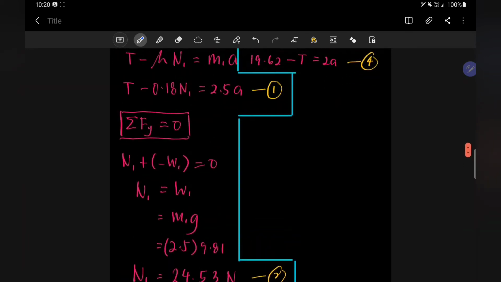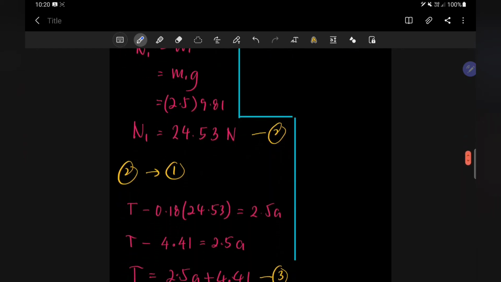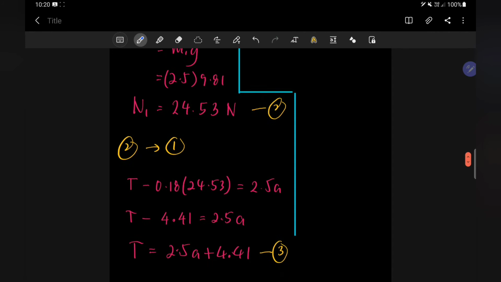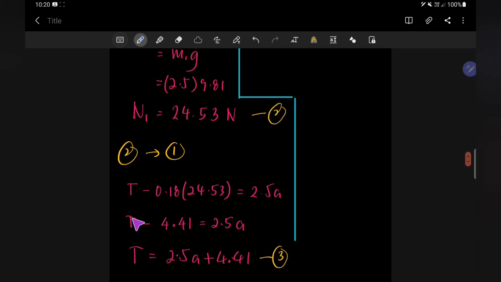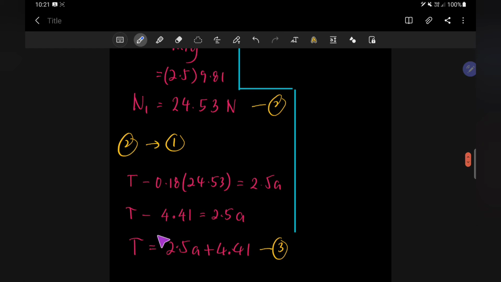Before that, by getting equation 1 and equation 2, this is N1. N1 can be substituted into the first equation, isn't it? Because by getting N1, we just substitute it. So sub 2 into 1, so that you will get the third equation. T minus 0.18 times N1, calculated before, substituted into this equation, equals 2.5a, so that you will get this equation. This is our third equation: tension equals 2.5a plus 4.41. By combining equation 1 and equation 2, you will get the third one.